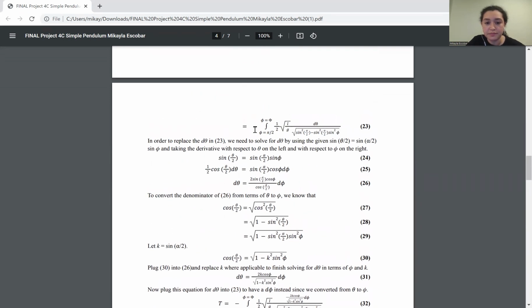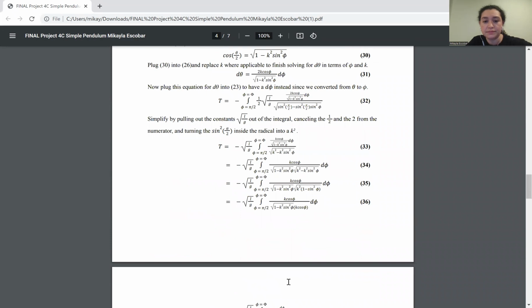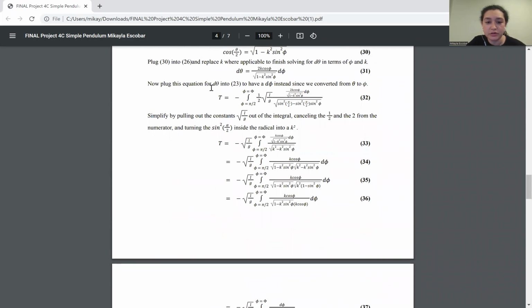This d theta we are now going to replace with all this down here. And now our integral will be with respect to d phi. This is what it's all going to look like. It's kind of messy. So this is just a series of algebraic operations that we can do to simplify.